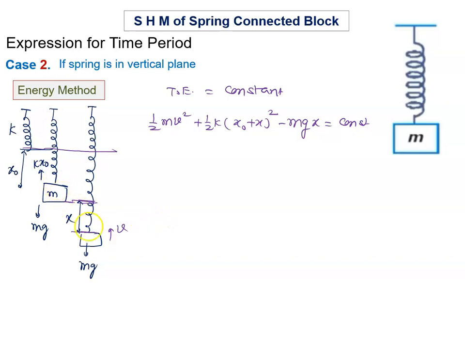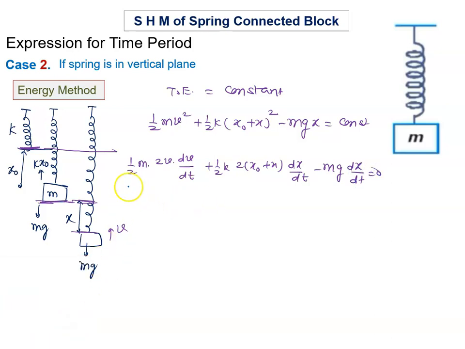Again listen, at this instant the velocity of the block is v, so the kinetic energy is half mv square. From the point where we attached the block, the block is moving in the downward direction, so the potential energy is decreasing, it is minus mgx, and the spring changes from this point to this point, so the total energy of the spring is half k(x naught plus x) whole square. We differentiate it with respect to time: half m 2v into dv by dt plus half k 2 (x naught plus x), where x naught is constant, into dx by dt, minus mg dx by dt equals 0.